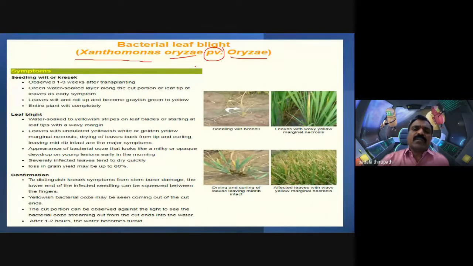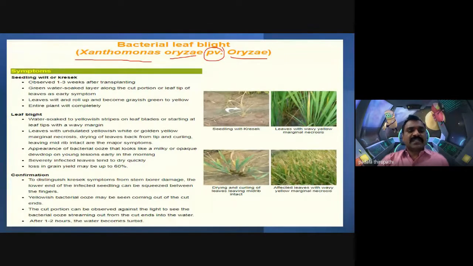So we know, what is the scientific name of our paddy? Anybody can tell? Oryza sativa, you know. Oryza sativa indica. So Oryza sativa is affected by these bacteria. That disease we can call bacterial blight or bacterial leaf blight of paddy. So the symptoms we are going to discuss here.